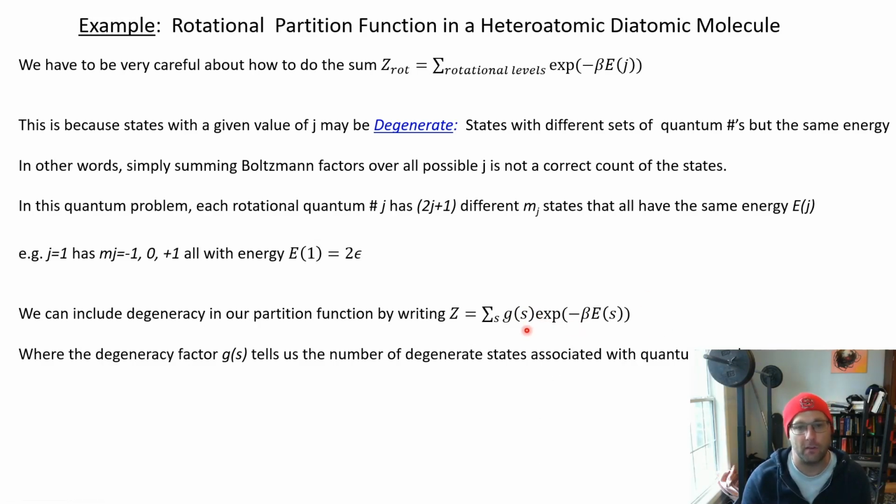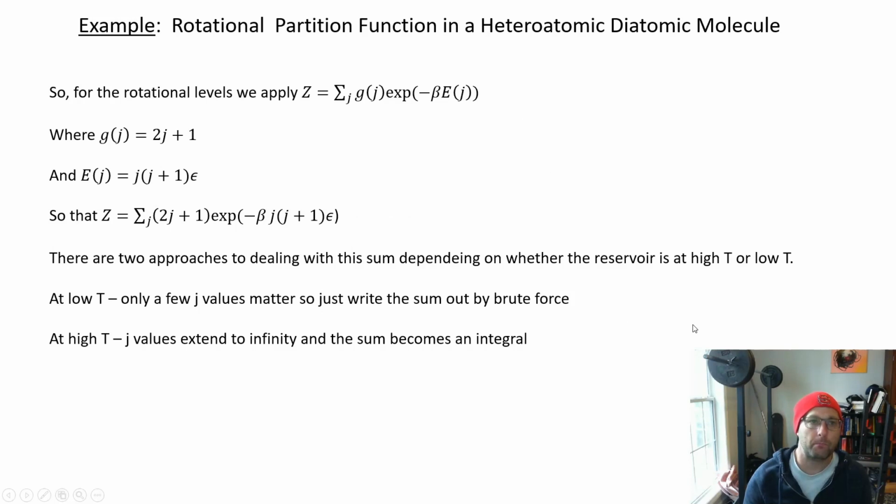And so g(s), the degeneracy factor, tells us the number of degenerate states associated with each quantum number. For the case of rotations, we'll write it out this way, where we're summing over all the J angular momentum quantum numbers: g(J) e^(-βE_J). And in this case, g(J) is 2J plus 1, right?